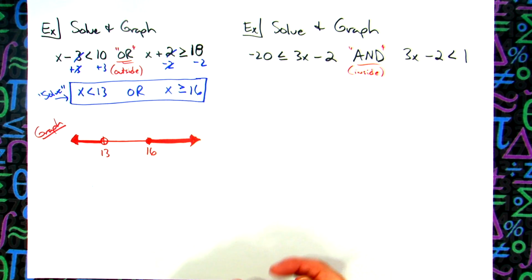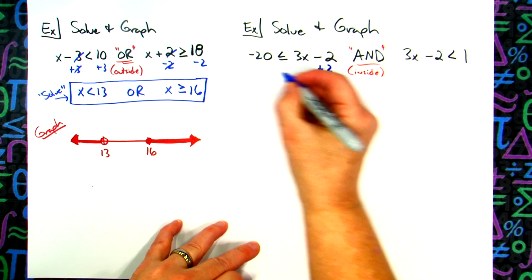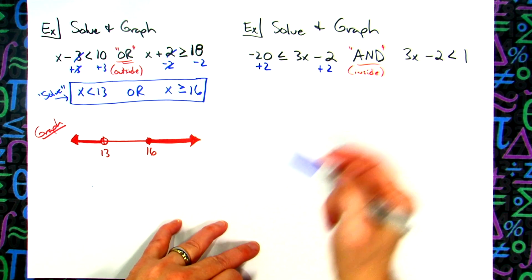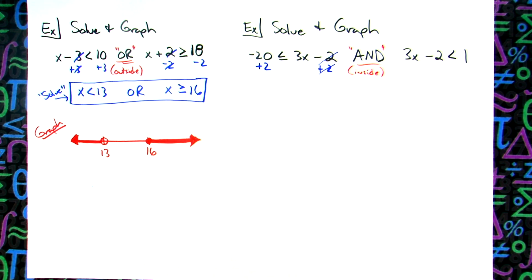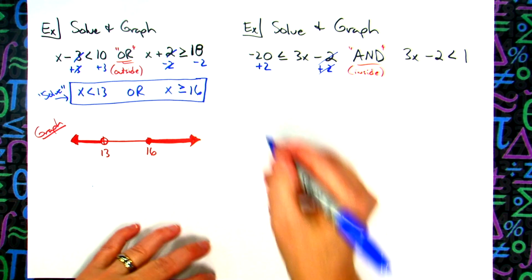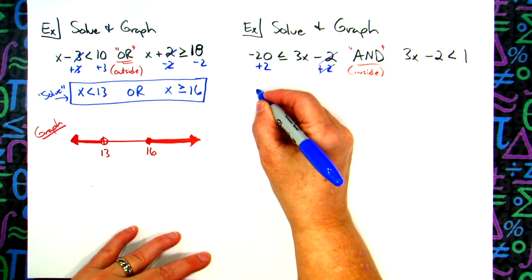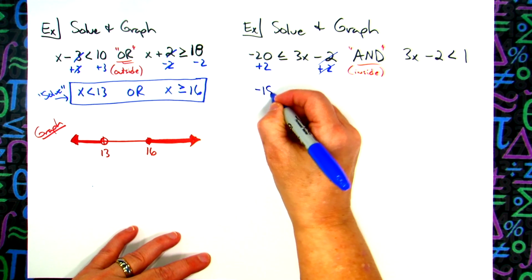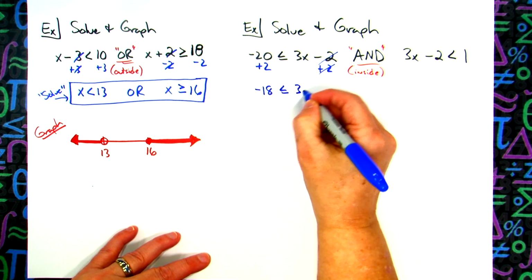What's the first thing I'm going to do? Plus 2. Yep, I heard someone say plus 2. So I'm going to plus 2 and I'm going to plus 2. We have to be really good at these one-step and two-step equations at this point. All right, negative 20 plus 2 is going to give me a negative 18, less than or equal to 3x.